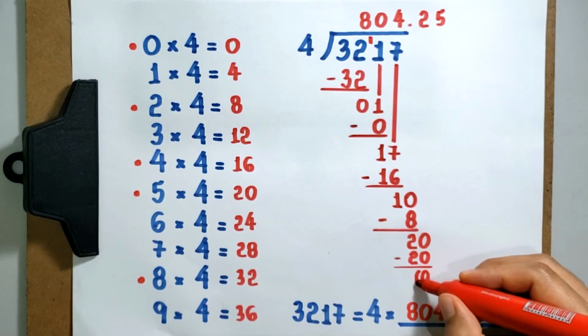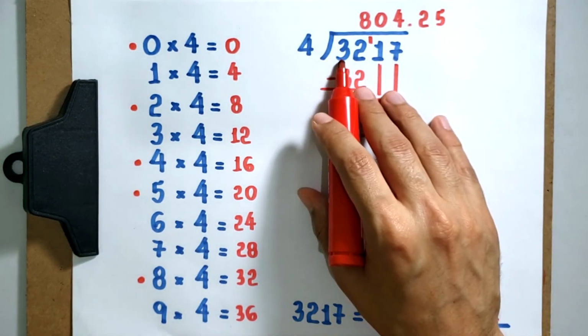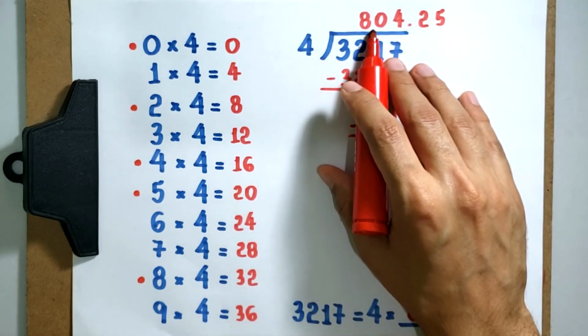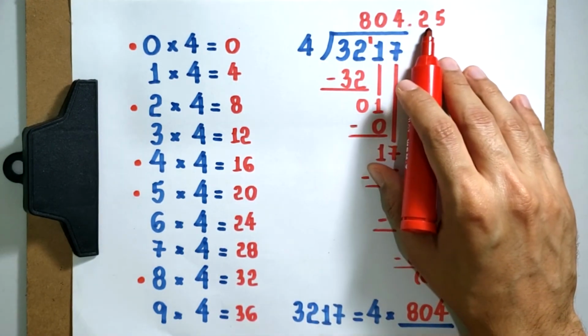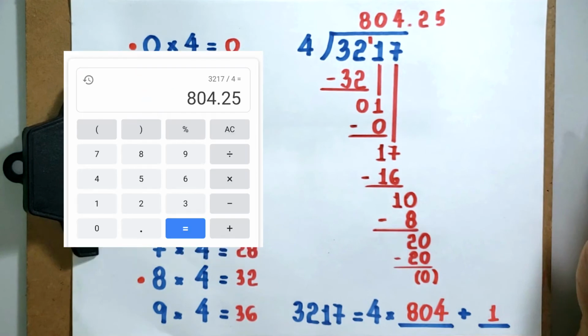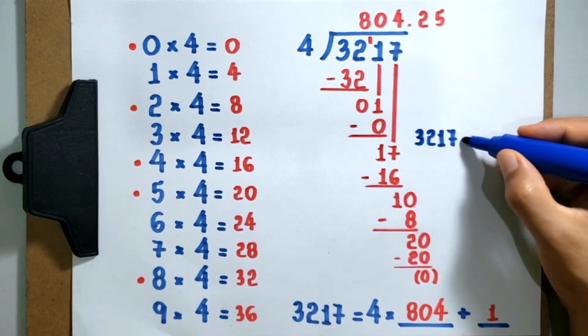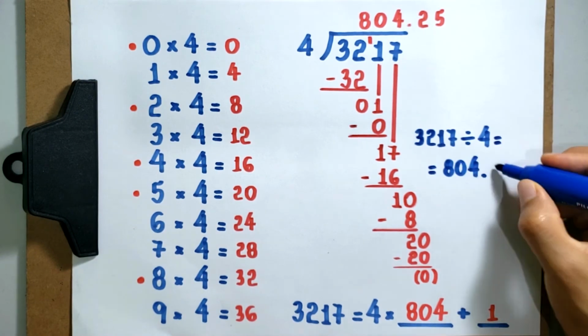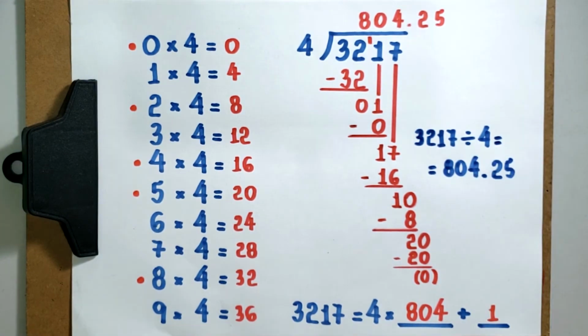So we are done. We can now say that 3,217 divided by 4 equals exactly 804.25. What is 3,217 divided by 4? The answer is 804.25.